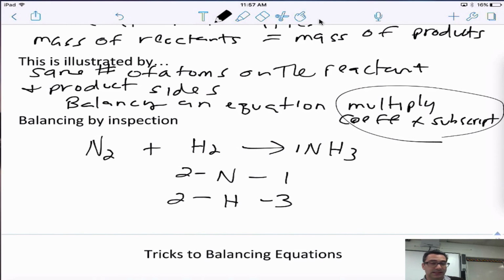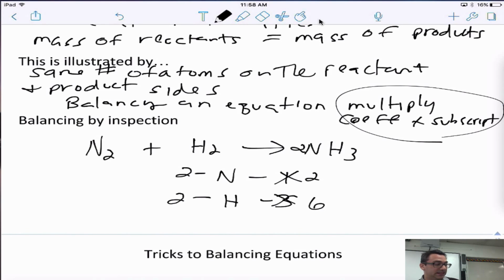There are some balancing issues here. It's not working. So let's try to balance the N's. I would need 2 N's, so I would take out this 1 and put in a 2. Now I would have 2 times N is 2. But now my H has changed too, and this is where people get a little frustrated, because now things are changing. So the H changed. I have 2 times 3, I have 6 H's.